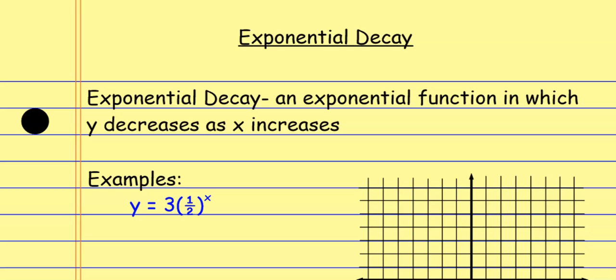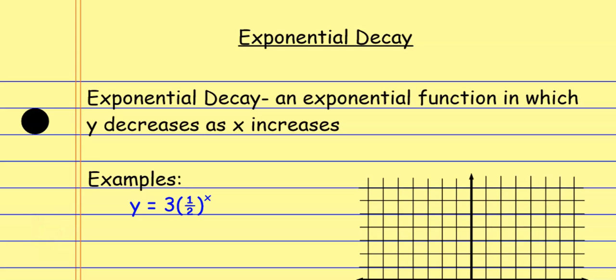And the reason we don't change the perspective of x is because, again, we're looking at the graph as we go from left to right. That's x increasing. So exponential growth, as we go left to right, the function goes up. Exponential decay, as we go from left to right, the function goes down. It's decreasing as we go from left to right. As x goes up, the y goes down.